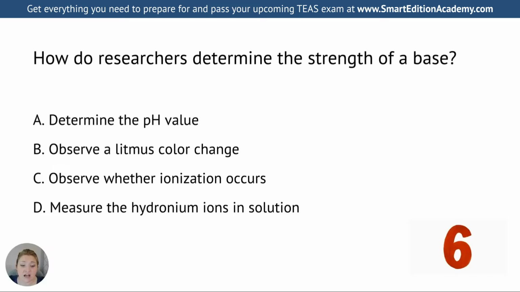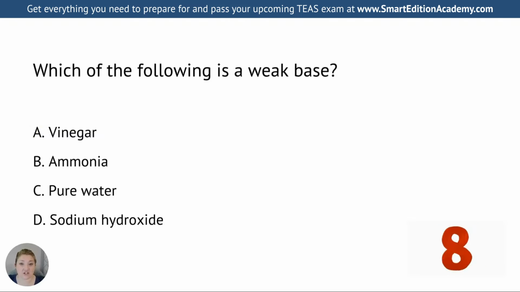And measure the hydronium ions in a solution. Hydronium ions also have to do with acids. As they release that H, a lot of the times that extra H proton will combine with H2O to make H3O, which is hydronium. So if you said determine the pH value, you are correct. The pH value would tell us whether we have a strong base or a weak base. Here's our next question.